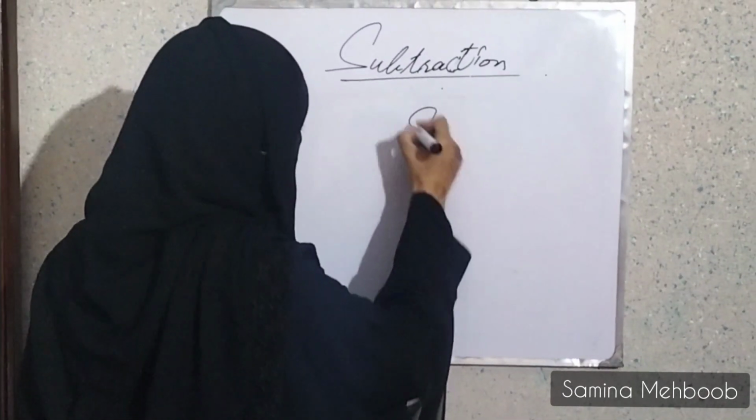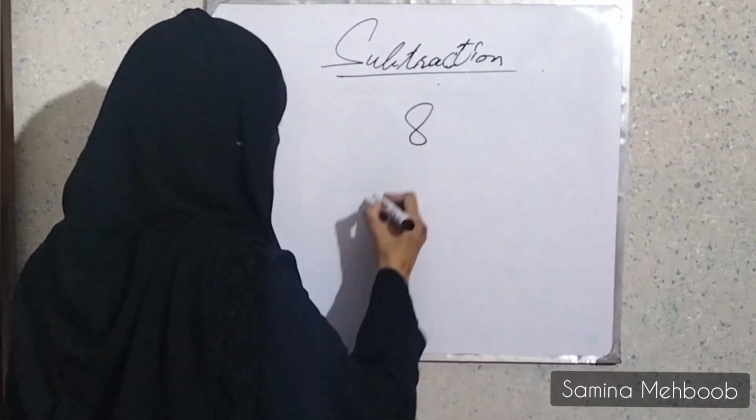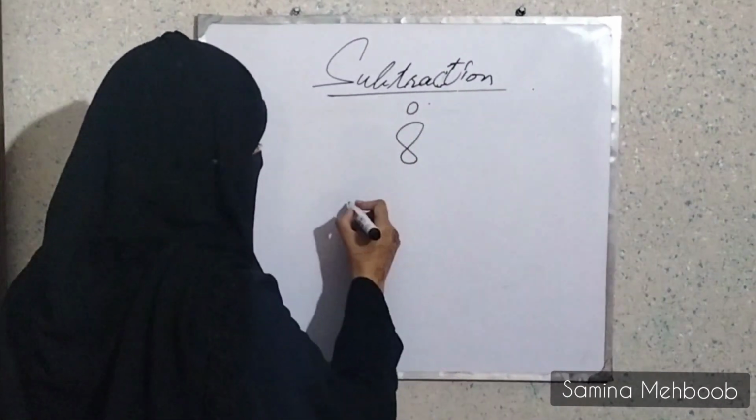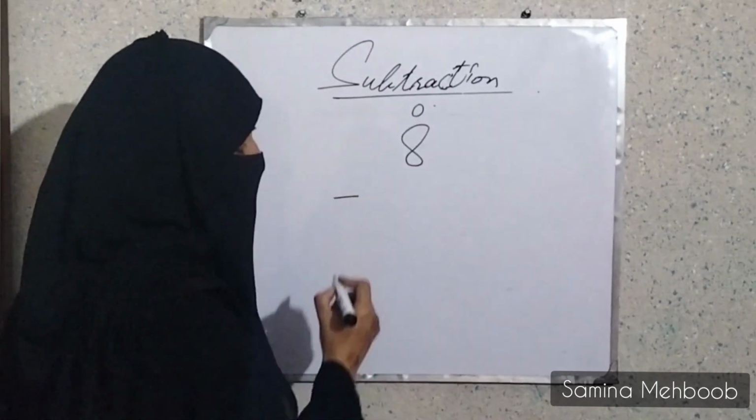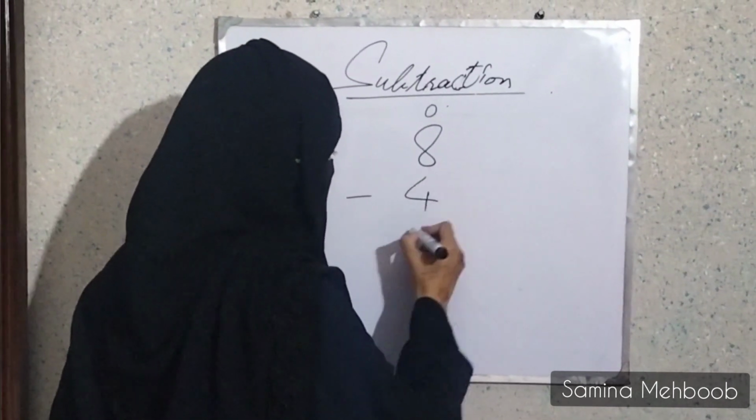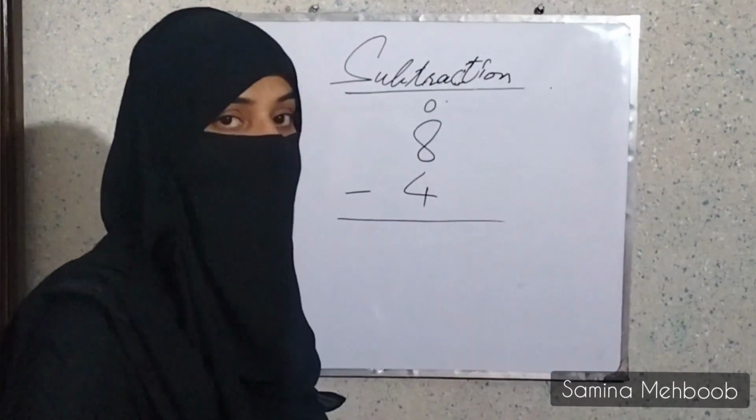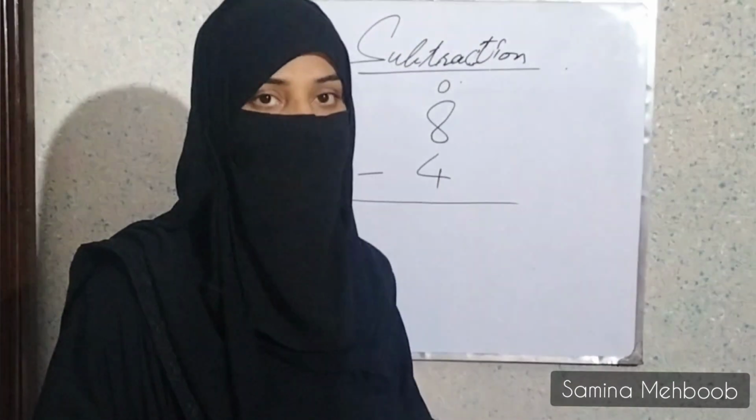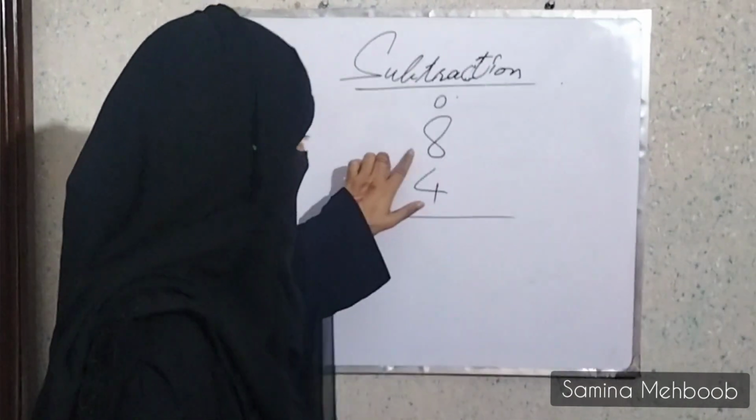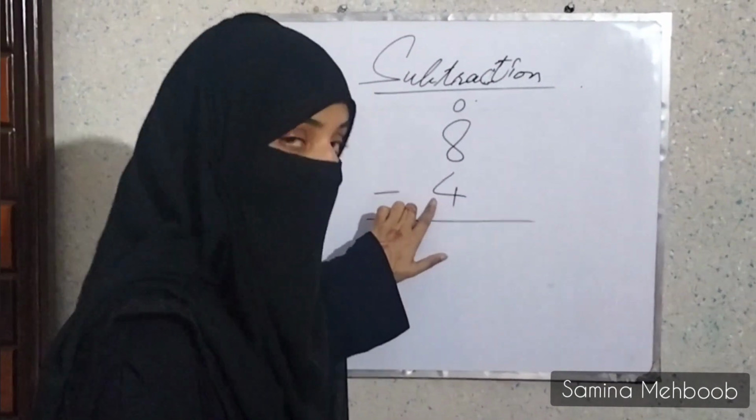Here the number is 8. What's the place value of 8? Ones. And I'm going to subtract another number. The number is 4. Always remember, the second number in subtraction will be the smaller.